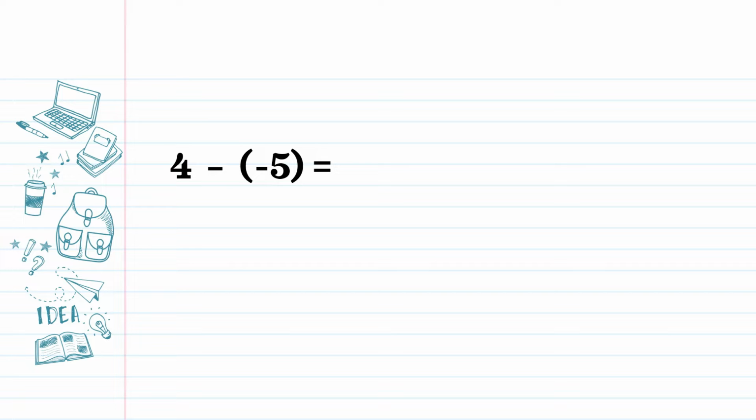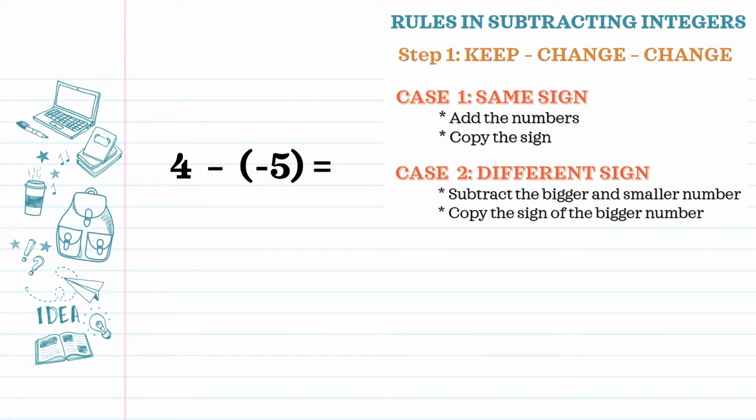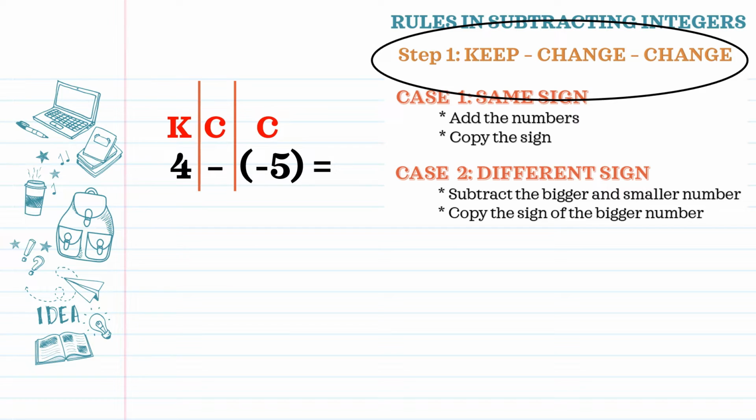For example, we have positive 4 minus negative 5. Let's start with the initial step, which is keep, change, change. We are going to divide this expression into 3 different parts. The first part is the first integer, the second part is the operation or the subtraction given here, and then the third part will be the second integer, which is negative 5.